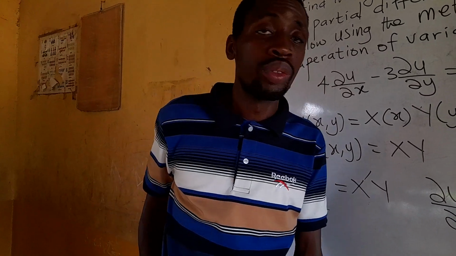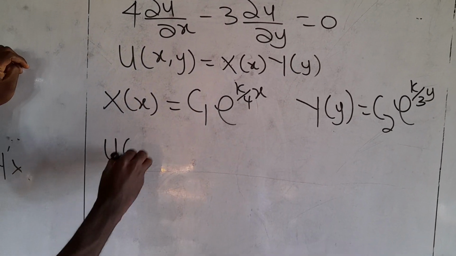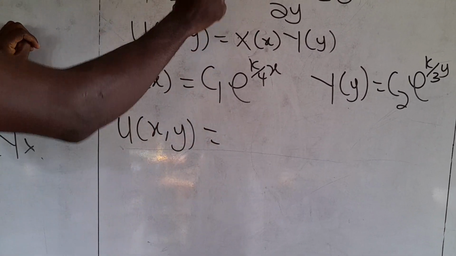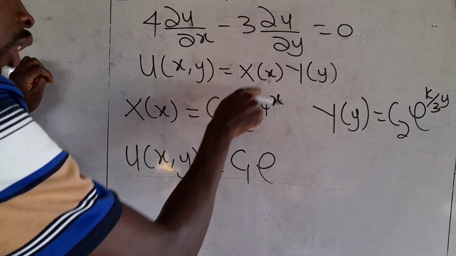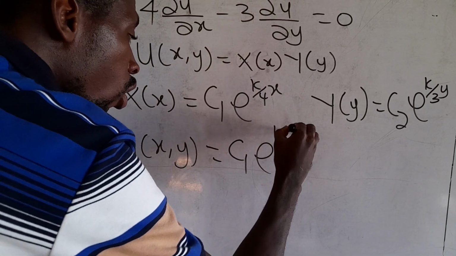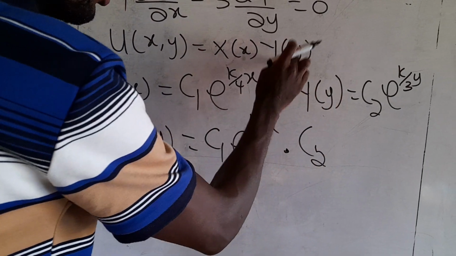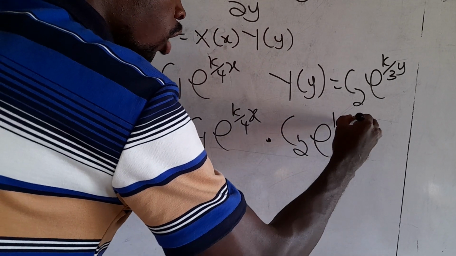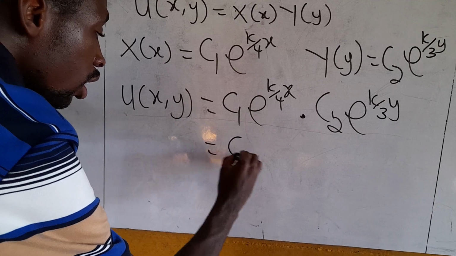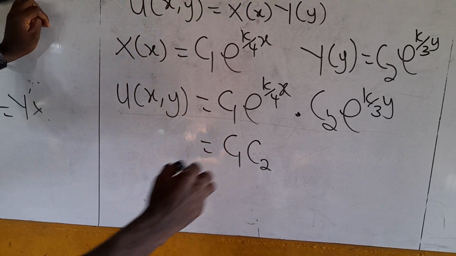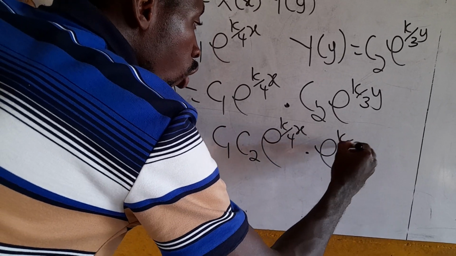So that's the next thing we do. Since we know the two functions, we substitute. So our general solution u(x,y) of this partial differential equation will be c1, that's the function of x, c1 e exponent k over 4 x, times the function of y, which is c2 e exponent k over 3 y. Since they are multiplying, we can write this as c1 c2, I'll let them multiply, e exponent k over 4x times e exponent k over 3y.